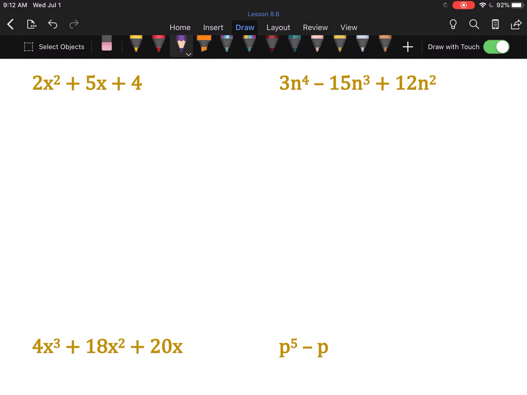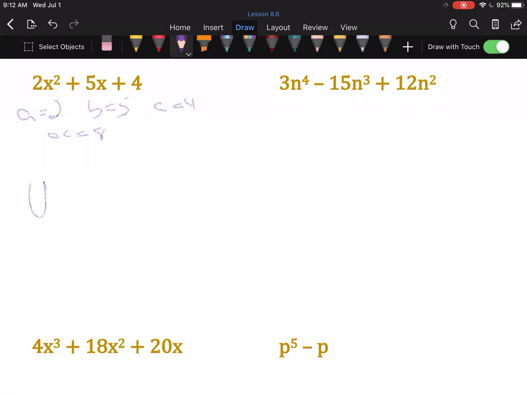a formatted problem where we're going to go, okay, A is 2, B is 5, C is 4, AC is 8. Two numbers that multiply to make 8 and add to make 5. Numbers that multiply to make 8 are 1 and 8. That's 9. 2 and 4. That's 6. And that's it.